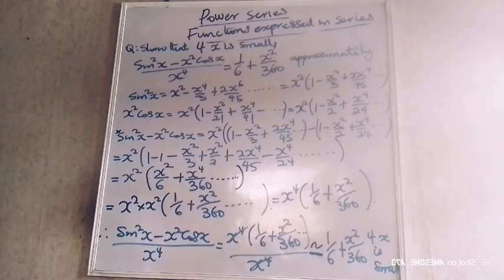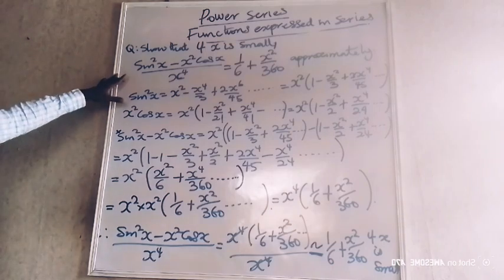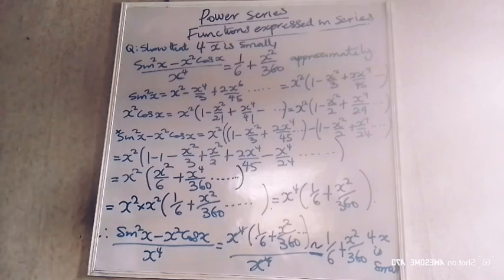Surely the term continues. At the end of the day, we have to divide by x raised to the power 4 to get our final answer. So we have sin squared x minus x squared cos x over x raised to the power 4. So since we have this as the answer for sin squared x minus x squared cos x, x raised to the power 4 cancels x raised to the power 4. So we have 1 over 6 plus x squared over 360 with the term continuing.